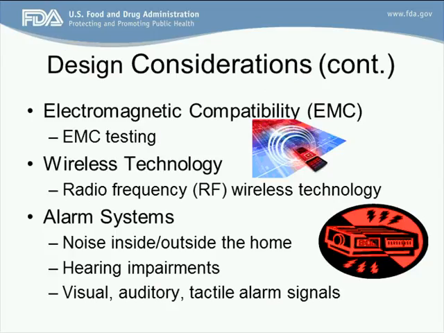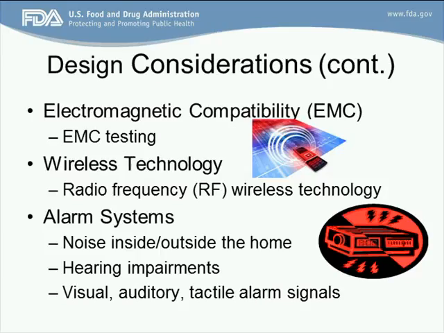Also in design considerations, continuing on with electrical, we're looking at electromagnetic compatibility. What kind of EMC testing has been done? Can you safely walk into stores and walk through the security area and there's not going to be a problem with EMC? What about wireless technology and radio frequency?